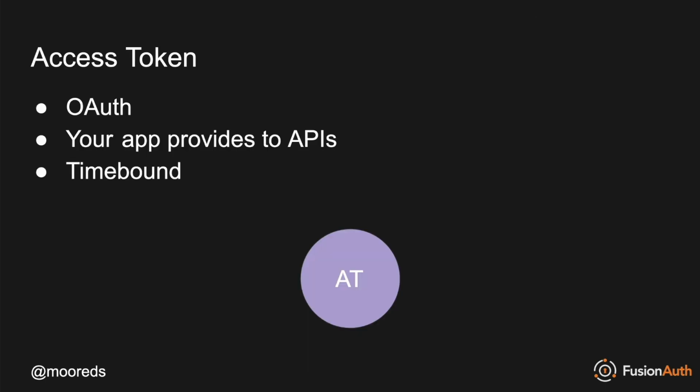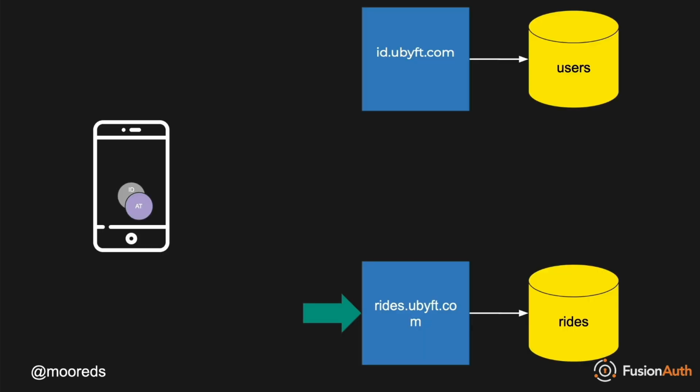There's also an access token, and this is a product of OAuth and the OAuth specification. And this is something that your application should store, but shouldn't look at. Your app is going to provide this to APIs to get access to data and functionality. Again, it's also time bound. So rise.ubift.com or any other APIs are the things that the access token would be presented to.